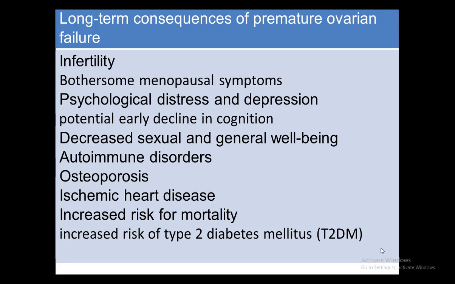Long-term consequences of premature ovarian failure include infertility, menopausal symptoms, psychological distress, decline in cognition, decreased sexual and general well-being, autoimmune disorders when associated with it, osteoporosis, ischemic heart disease, increased risk of mortality, and increased risk of type 2 diabetes mellitus.